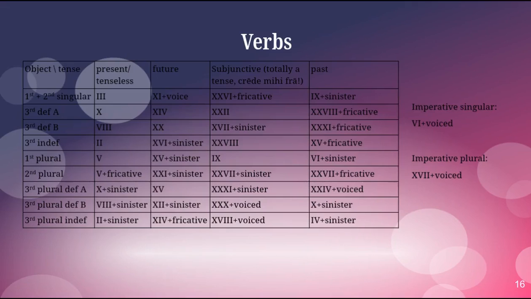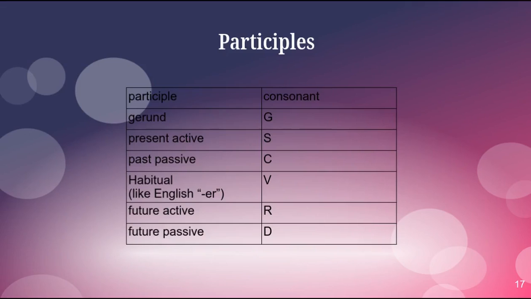Verbs conjugate for tense and the person, definiteness, and gender of the direct object, plus the imperative singular, imperative plural, and some participles. The two imperative forms are only marked for the number of the subject, nothing about the object. And there are also 6 participles, formed by replacing the 5th consonant of the root with some other consonant and declining it like an adjective or a noun. The names of the participles and the consonants that correspond to them are shown on the screen.